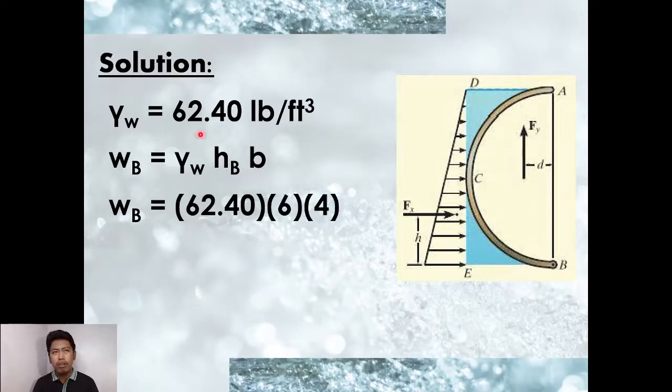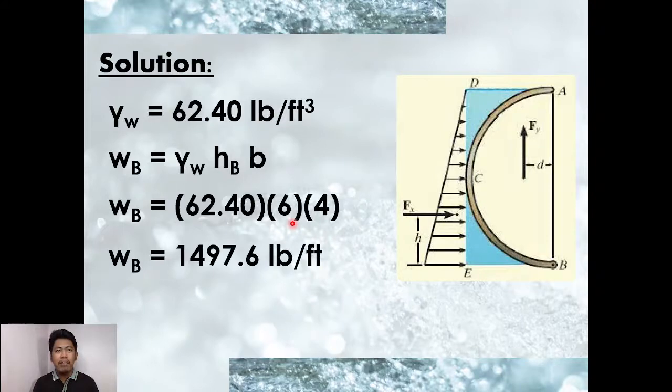Then, substitute na natin. That is 62.4 multiplied by 6, kasi nga 3 feet yung radius. So, kung diameter niya, kasi semicircular ito based on the problem, that is 6 multiplied by 4 feet. Running that equation, we will have the WB is equal to 1497.6 pounds per foot. Yun yung ating triangular pressure na nag-act sa gate.